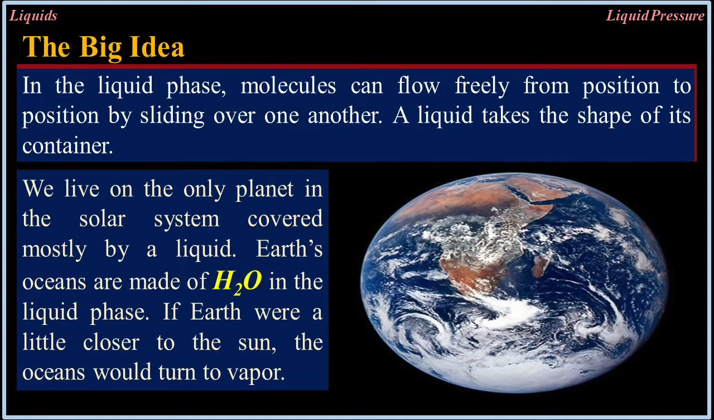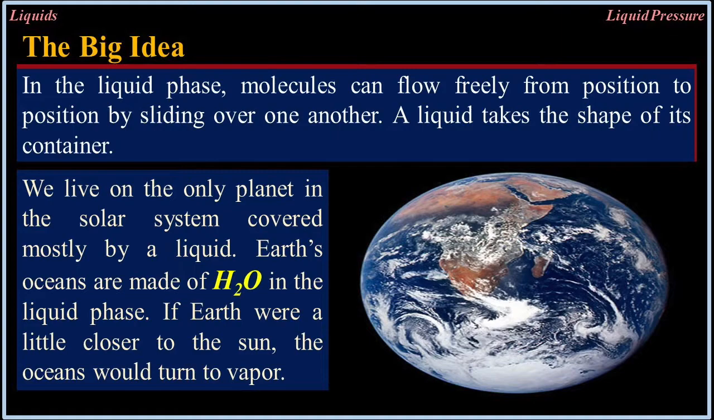The big idea. In the liquid phase, molecules can flow freely from position to position by sliding over one another. A liquid takes the shape of its container. We live on the only planet in the solar system covered mostly by a liquid. Earth's oceans are made of H2O in the liquid phase.